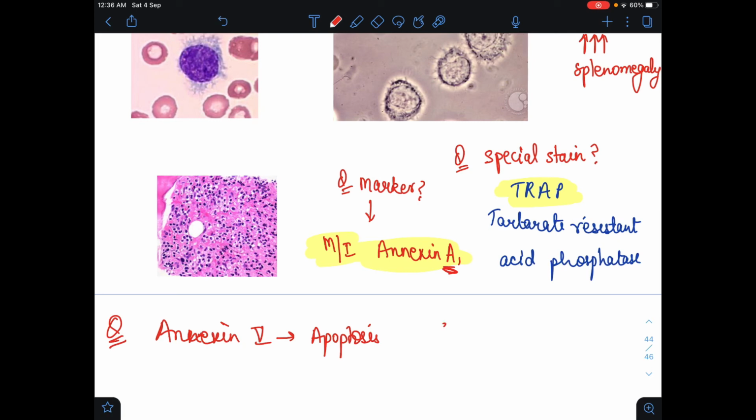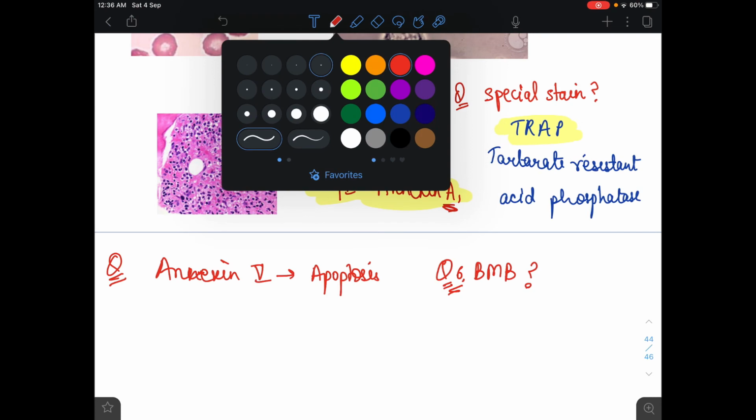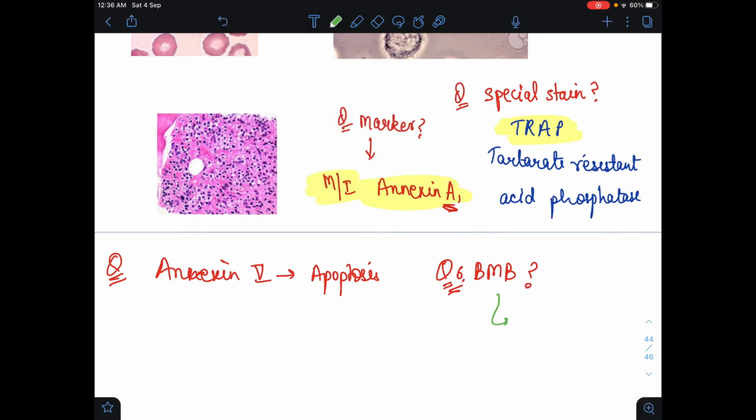Now, what findings do we see on the bone marrow biopsy? This is my last question, the sixth question: what finding is seen on the bone marrow biopsy? The finding we see on the bone marrow biopsy is fried egg appearance. Please remember it, fried egg appearance is seen in hairy cell leukemia on the bone marrow biopsy.